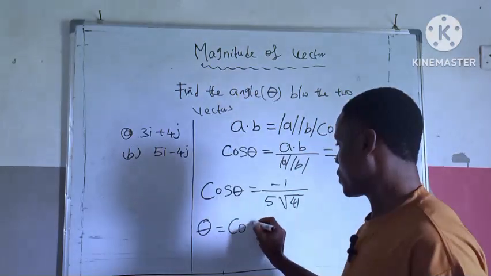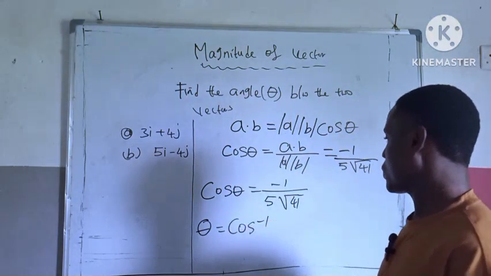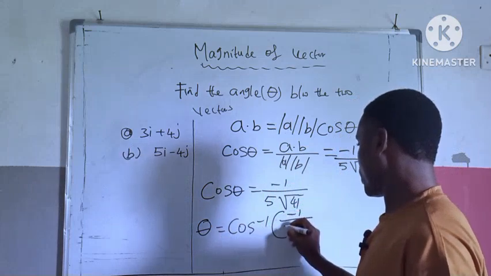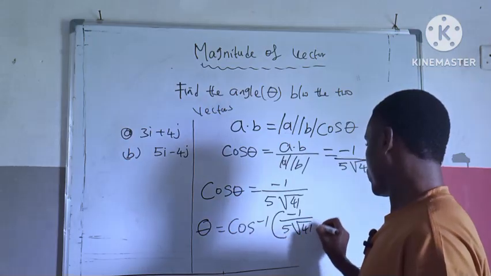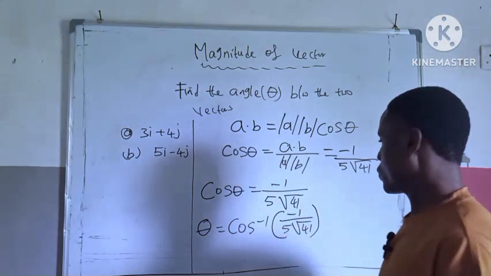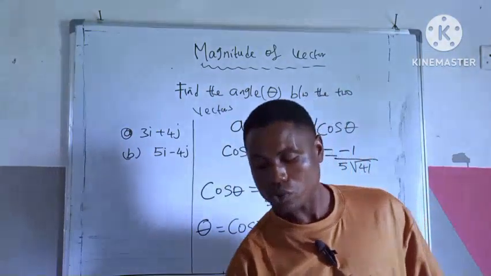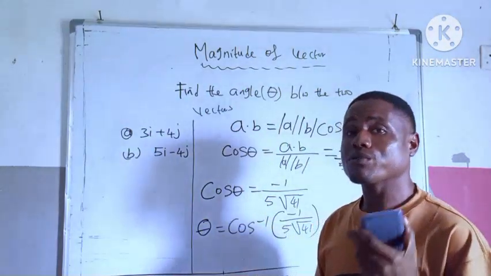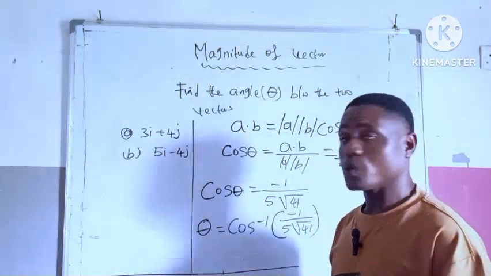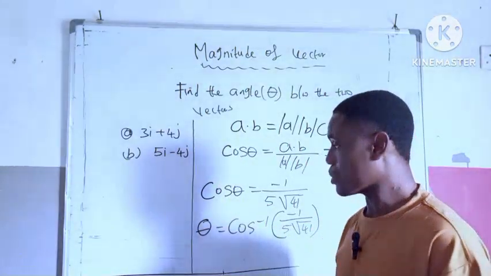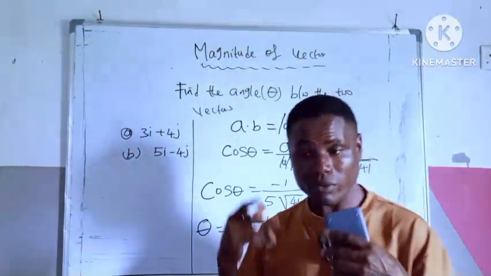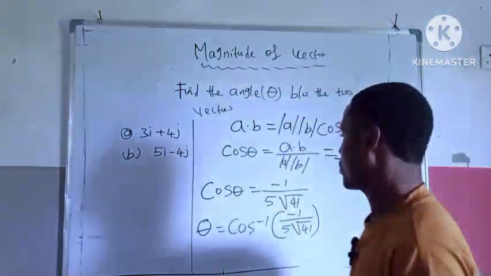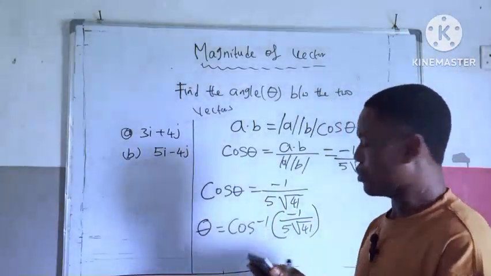Equal to cos inverse of everything here, minus 1 all over 5 square root 41. So now this is what we do. Take your calculator, okay? When you are going for physics and maths exam, go with a calculator. Because the one who will borrow you, at that time everybody will be pressing it, and you will be begging for a calculator. So this is what we do.